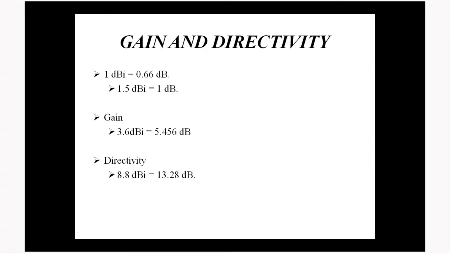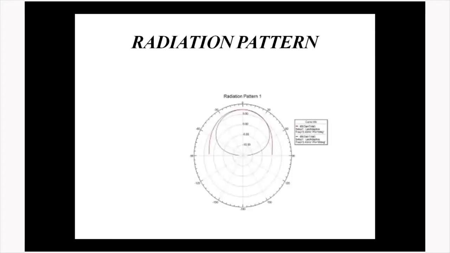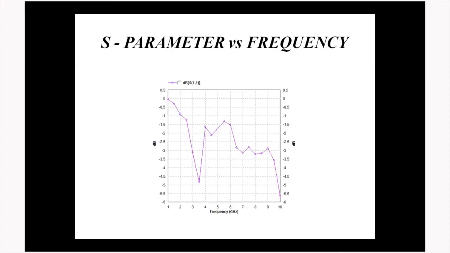Then the gain of the antenna is calculated. Gain indicates how strong a signal an antenna can send or receive in a specified direction. Directivity is the ratio of the radiation intensity in a given direction from the antenna to the radiation intensity averaged over all directions. Radiation pattern is the mathematical or graphical representation of the far field of the antenna. Then the S parameters: there are 4 types, S11, S12, S21, and S22.